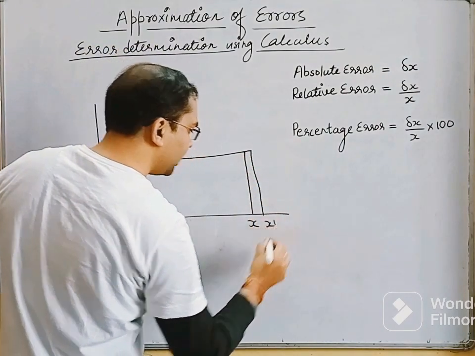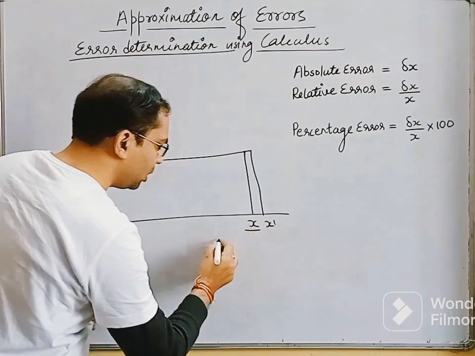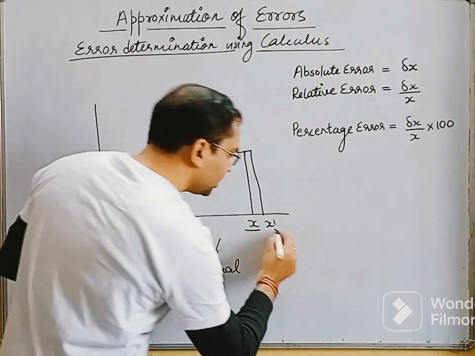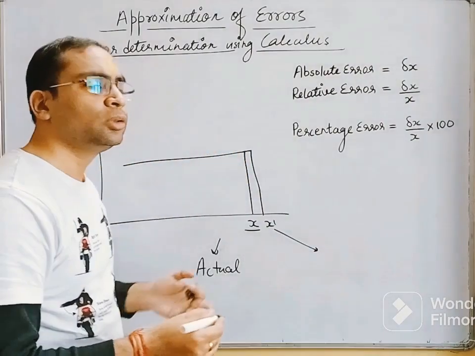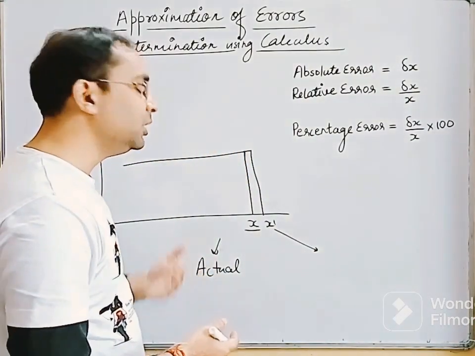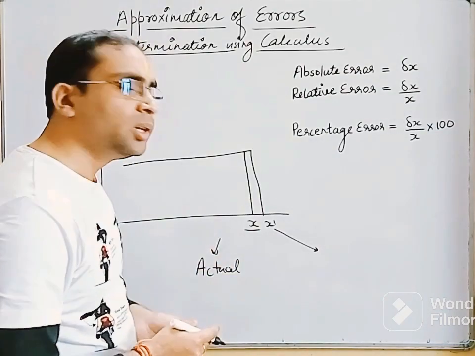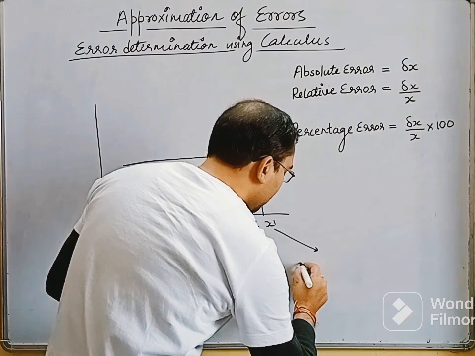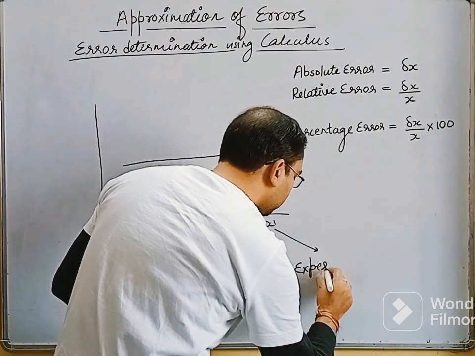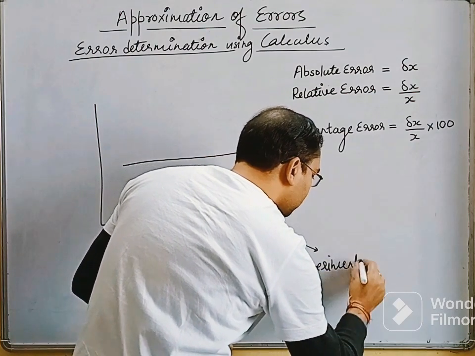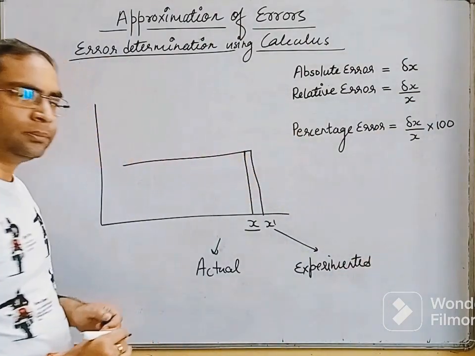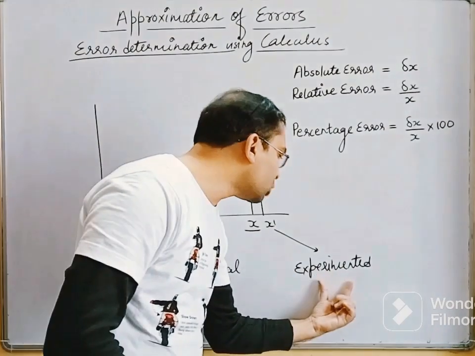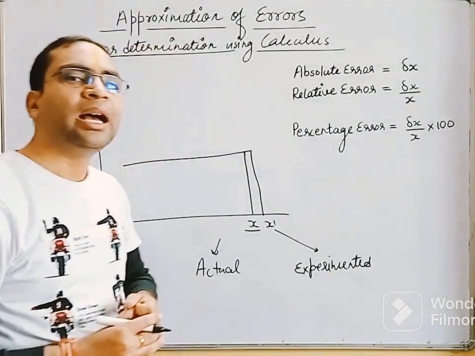So we have two values. x is called the actual length, and this x dash, which we have measured through an instrument, and due to the limitation of the instrument we have measured it to be x dash, is the experimented value, which is the experimented length. So the difference between the actual value and the experimented value will be termed as the error.